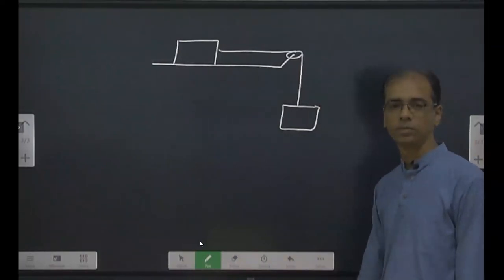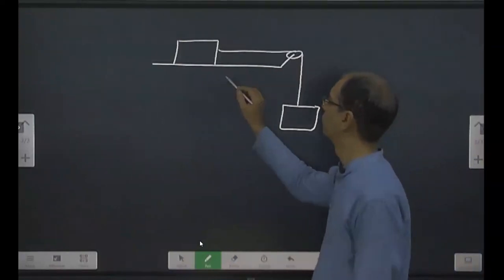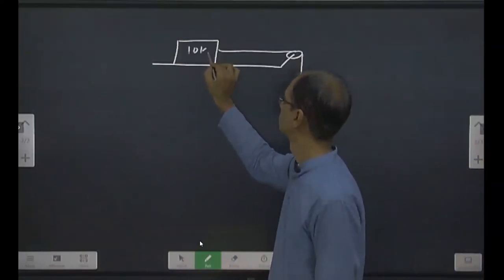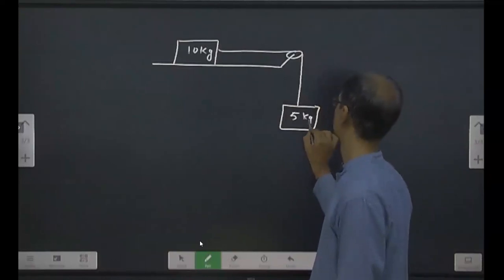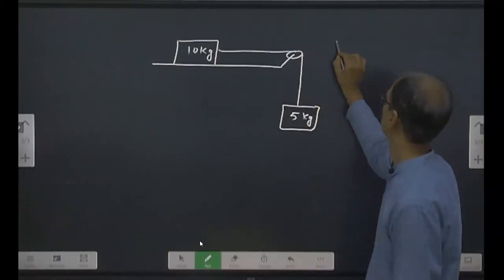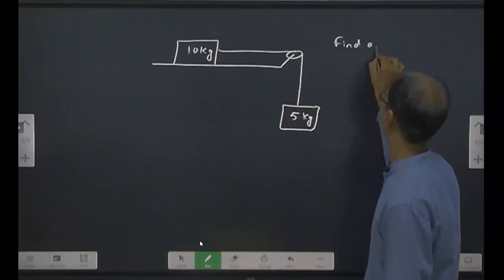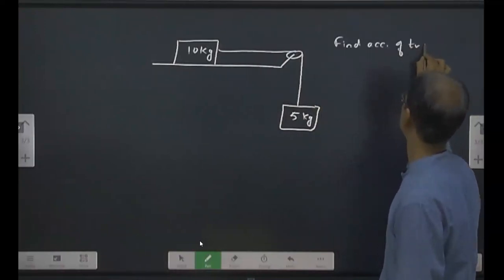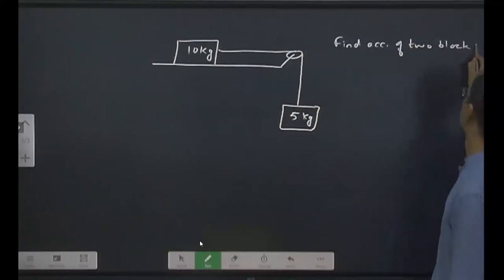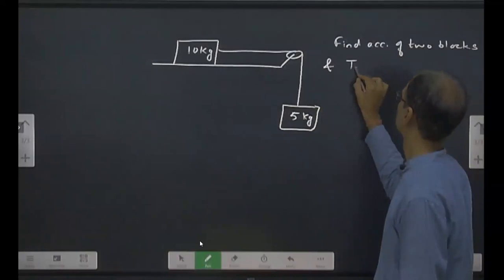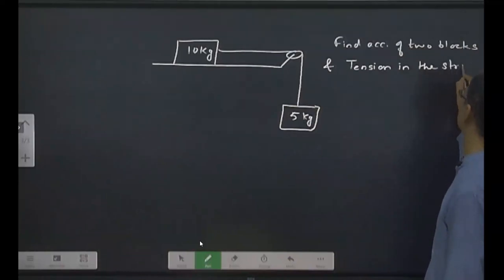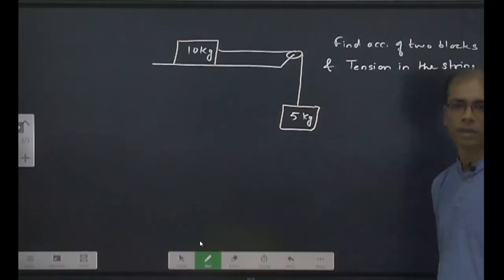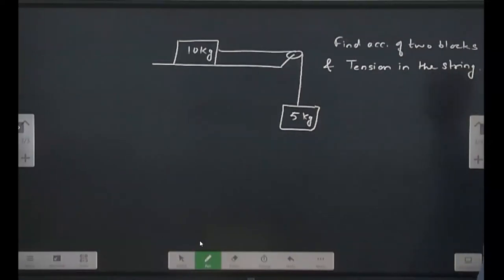Now its acceleration and tension we have to find. So suppose I give here 10 kg, and here let's say is 5 kg. Question as usual: find the acceleration of two blocks and the tension in the string. Okay, find acceleration of two blocks and tension in the string. Note the question.